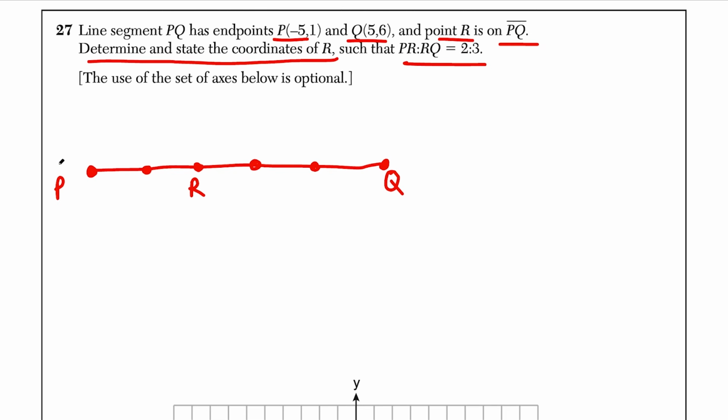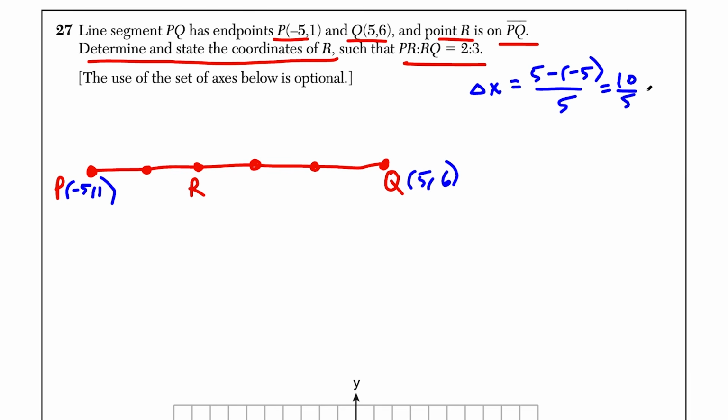But now what I want to think about here is if I'm going from negative 5, 1 all the way to 5, 6, and I'm doing 5 equal jumps, what is my change in x? Well, I'm going from negative 5 to positive 5. So that's a change of 5 minus negative 5, or 10. But once again, I'm doing 5 equal jumps. So that means I'm going to divide this by 5, and I would have 10 divided by 5, which is equal to 2. So now I'm just going to start adding 2, but I'm adding it to the x coordinates.